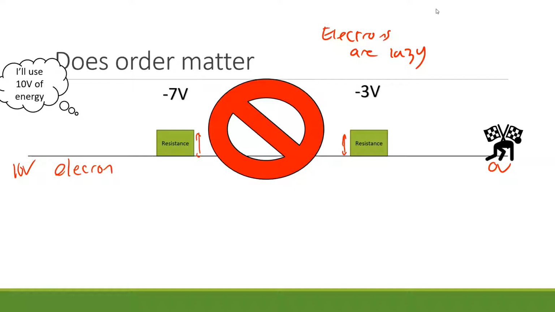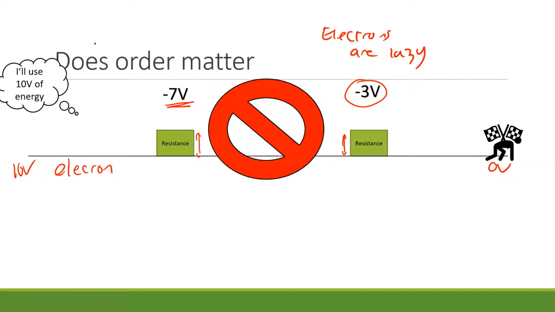If you look at this example, you've got 3 volts, right? That he needed to get over it. So in theory, all he needs to get over this resistor is 3 volts. He's wasting 7 volts here. He's wasting more energy than he needs.